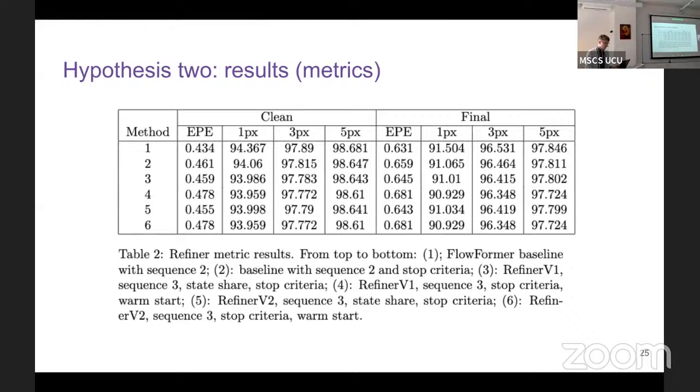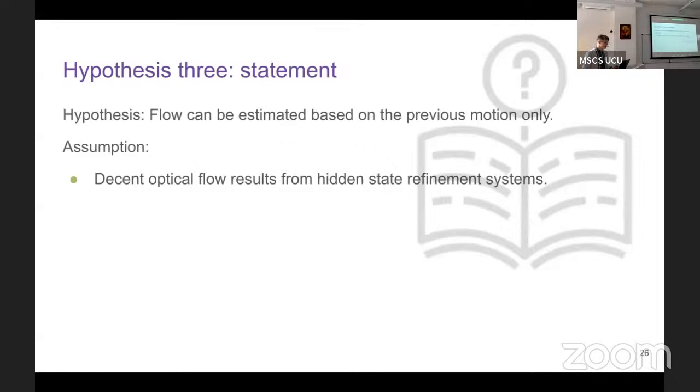So we have hypothesis 3. Here we can say that flow can be estimated based on the previous motion only. It's quite nice that, having only the previous information, we can predict the next iteration. It's due to our assumption that the movement is quite linear, and when we see the direction of the pixel, we can actually assume its next point.